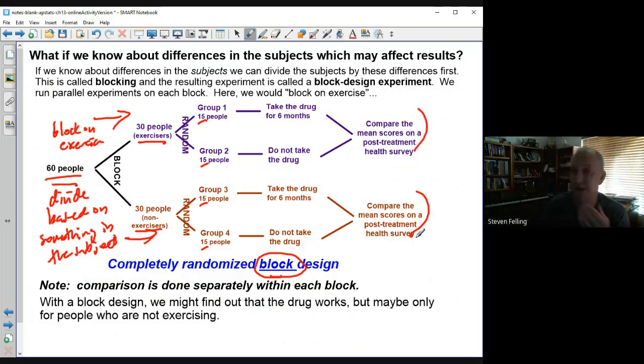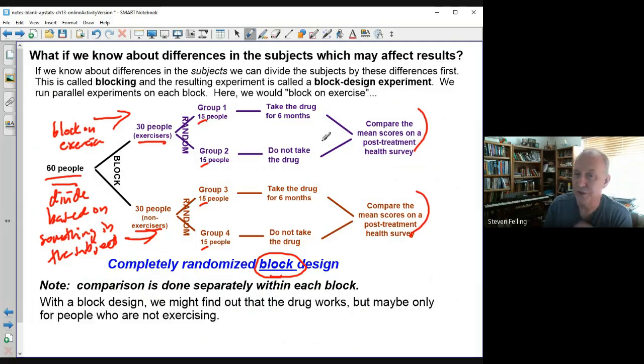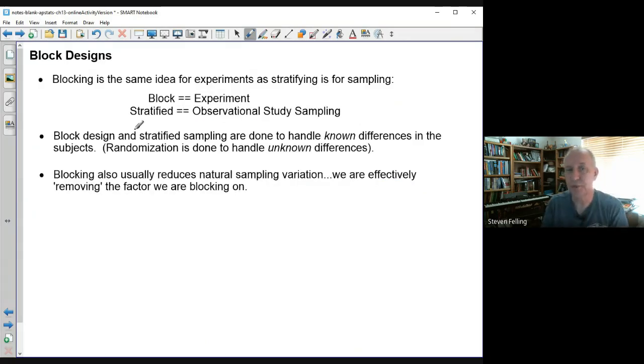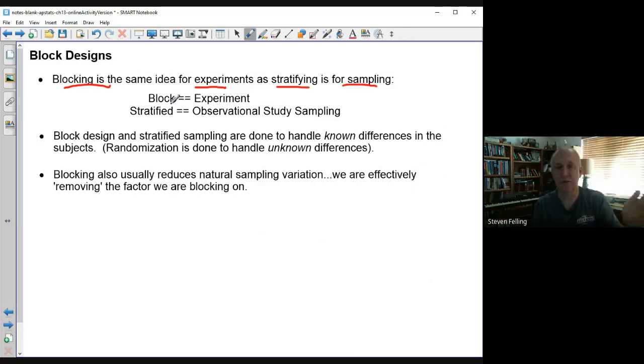The idea is that you're reducing the amount of variation because you're reducing one of the sources of variation in the subjects, okay? All right, so blocking is kind of the same idea for experiments as stratifying is for sampling. If we know there's differences in the subjects and you want to make sure to include some of all of those into the sample, you do stratified random sampling.